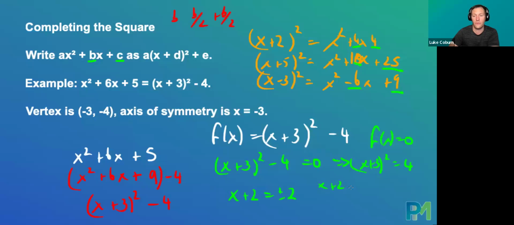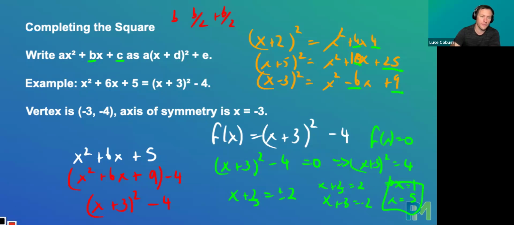That means that if x plus 3 is equal to 2, in which case x is equal to 1. Sorry, I thought I made a big mistake. And x plus 3 is equal to minus 2, so x is equal to minus 5. Yeah, 1 and minus 5, that makes sense. Perfect. So we can find the roots dead quick from this.